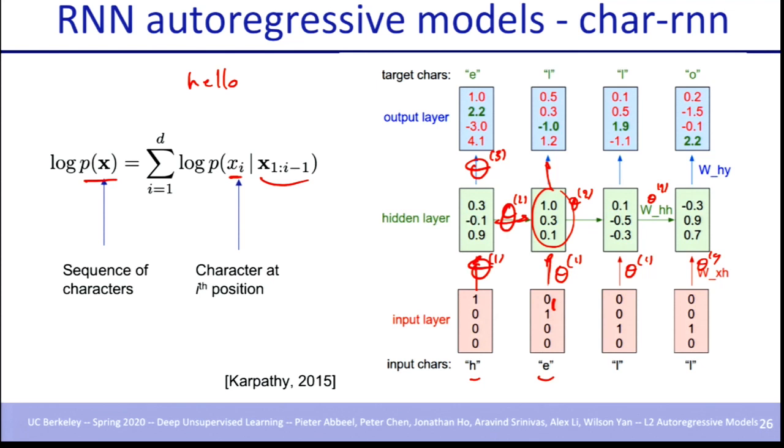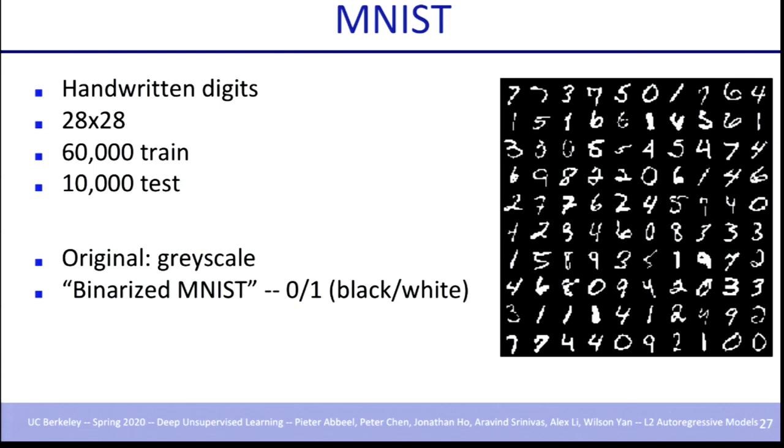Now, I can actually also do this for MNIST, even though people don't typically run recurrent neural networks on MNIST. We can take a look at that. So 28 by 28, 60,000 training data points, 10,000 test data points. Original MNIST is grayscale. We can binarize it into black and white. Here are some original data points. And so what would we hope for? The hope would be that if you train an RNN, that it would be able to then generate new images.